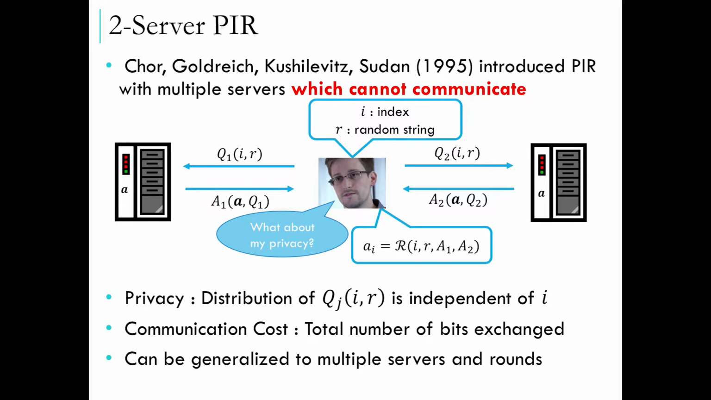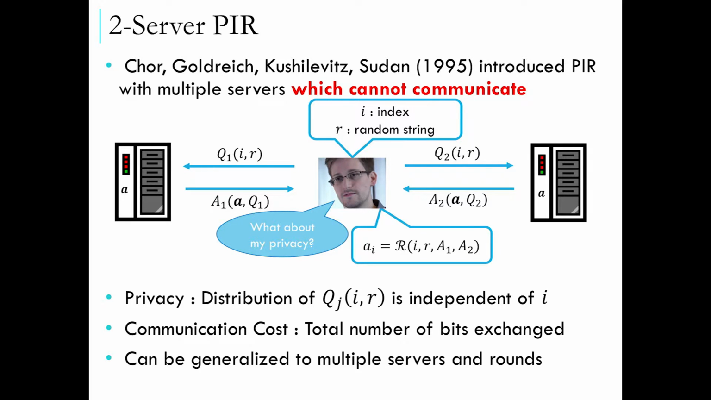Okay. So to solve this problem, Chor, Goldreich, Kushilevitz, and Sudan in '95 introduced the notion of PIR with multiple servers. It's assumed that these servers don't communicate with each other, because if they communicate, it's the same as having a single server. So now let's say we have two servers which both have the same database A, and the goal is the same as before: the user wants to retrieve a bit privately. Let's say the user is interested in finding the ith bit.